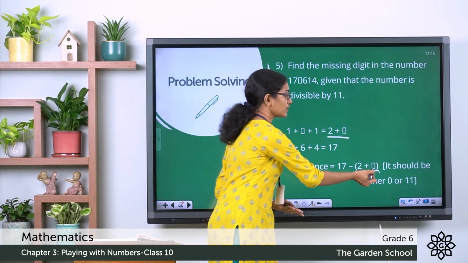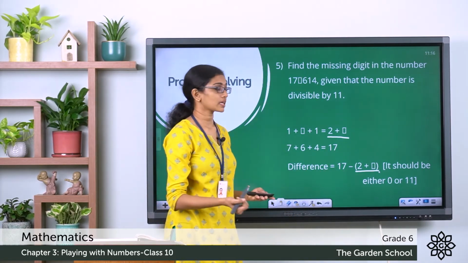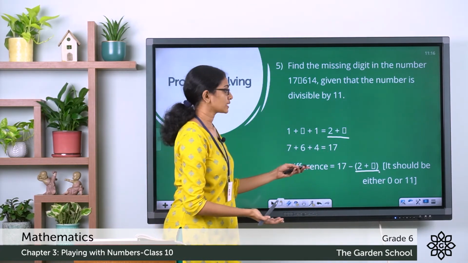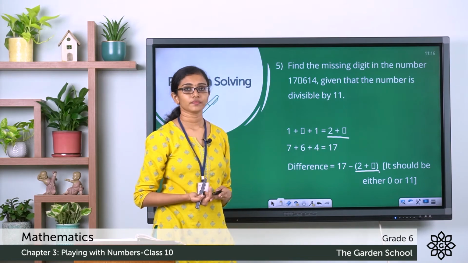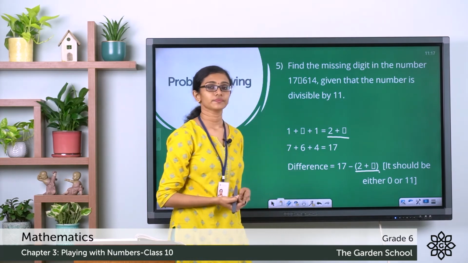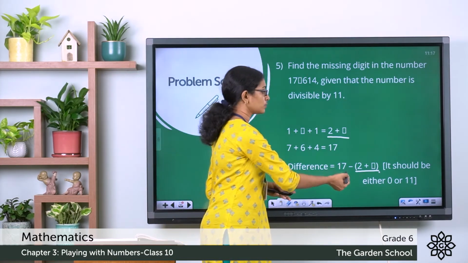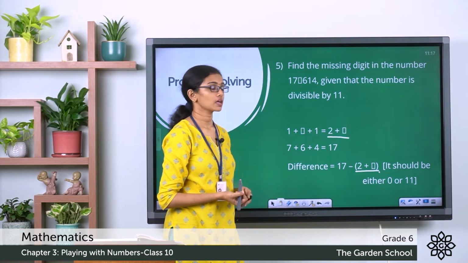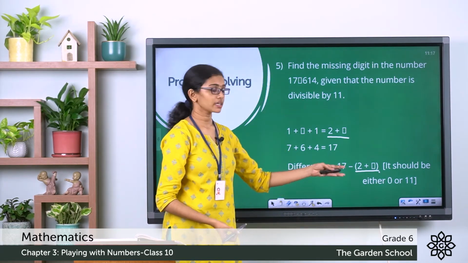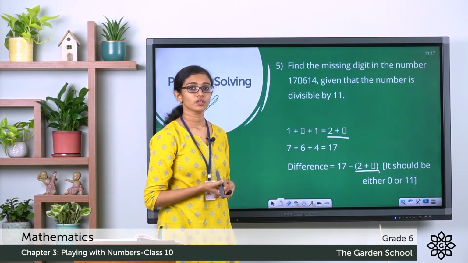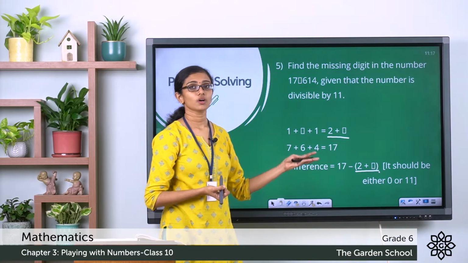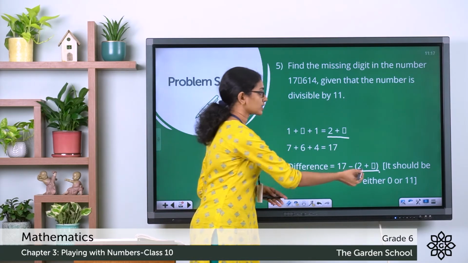But there is only one digit missing, so we cannot use 15 here. So what is the next possibility? The difference should be 11. So for the difference to be 11, what is the digit that we should write here? What will give 11 as the difference? It should be 17 minus, we have 2 here, 17 minus 2 is 15. So what number should be subtracted from 15 to get 11? 4, right? So what should come here?